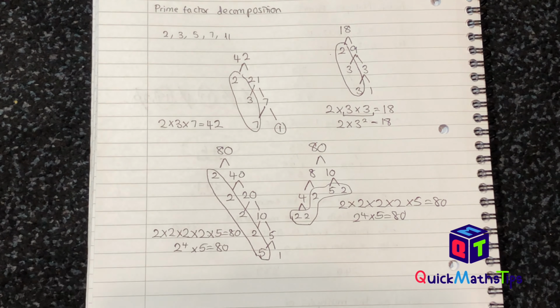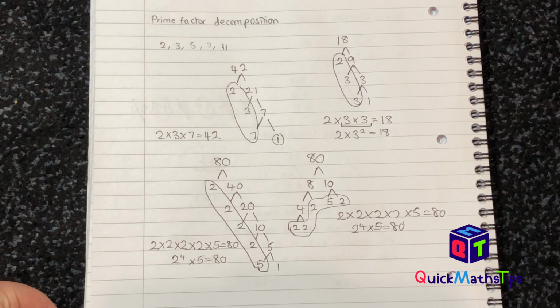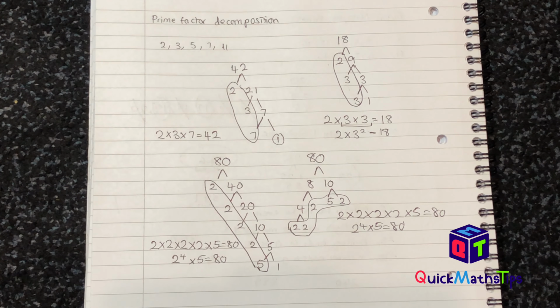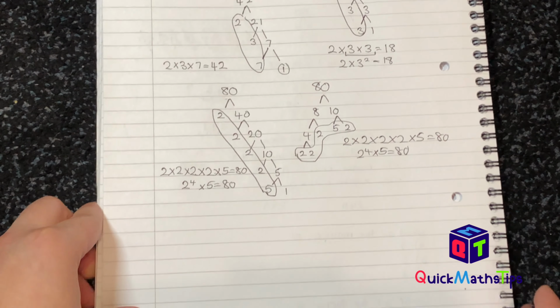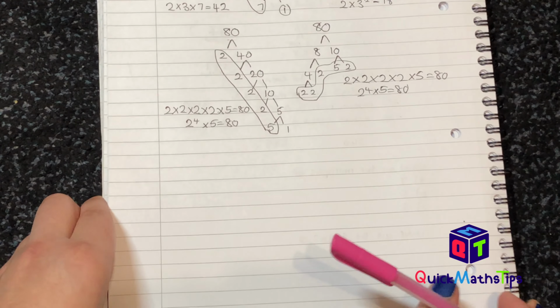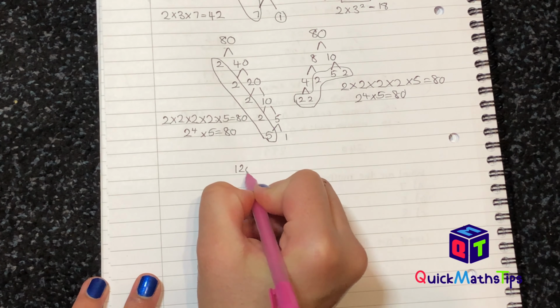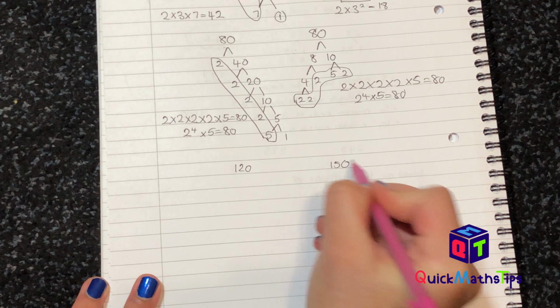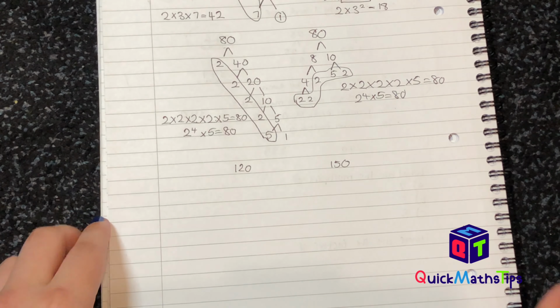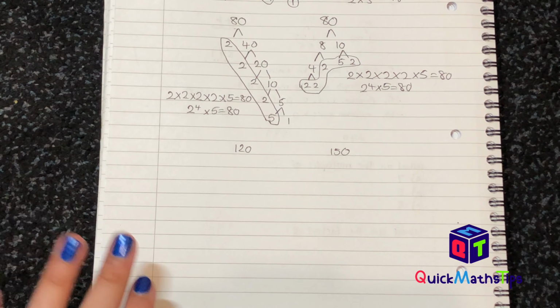This is usually the first question in a GCSE exam paper, okay? When I sat my exams a few years ago, it was the first question that came up, okay? Let's do two more harder numbers. Let's do 120 and 150, okay? You're going to need to know how to do prime factor trees for upcoming topics, okay?